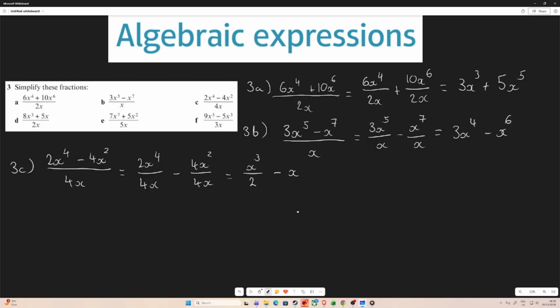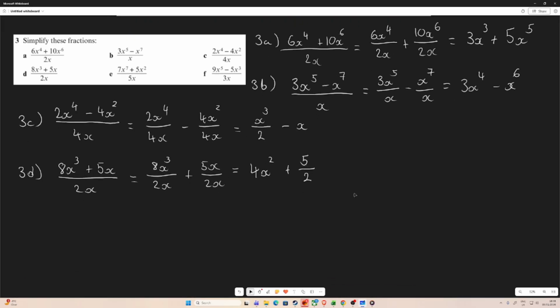Okay. Question 3d. We have 8x cubed plus 5x over 2x, which is 8x cubed over 2x plus 5x over 2x. Well, 8 over 2 is just 4, so that's 4x squared plus, the x's will cancel out, but 5 over 2, I guess the simplest way to write it is just 5 over 2. Okay.